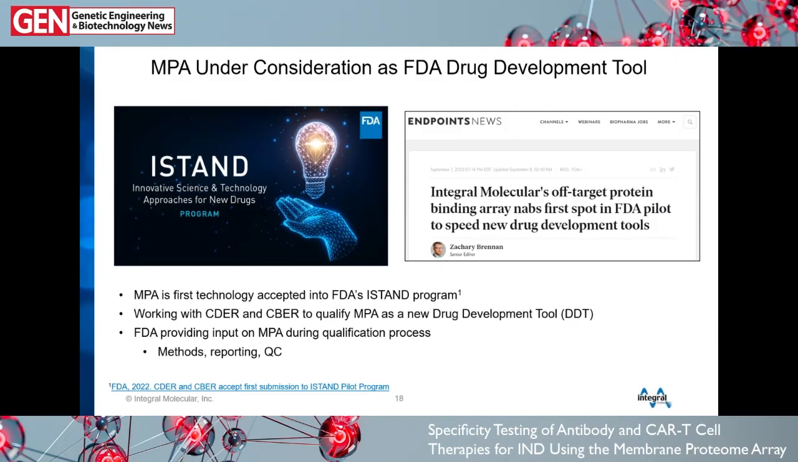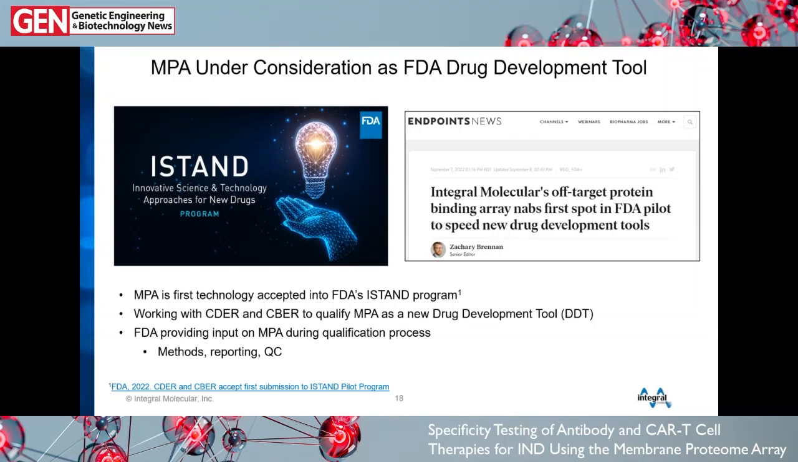So as we are working with them, the FDA is providing input on the MPA, including our methods, reporting, and QC metrics. We are actively working on the qualification plan and hope to receive the formal drug development tool designation in the next year.